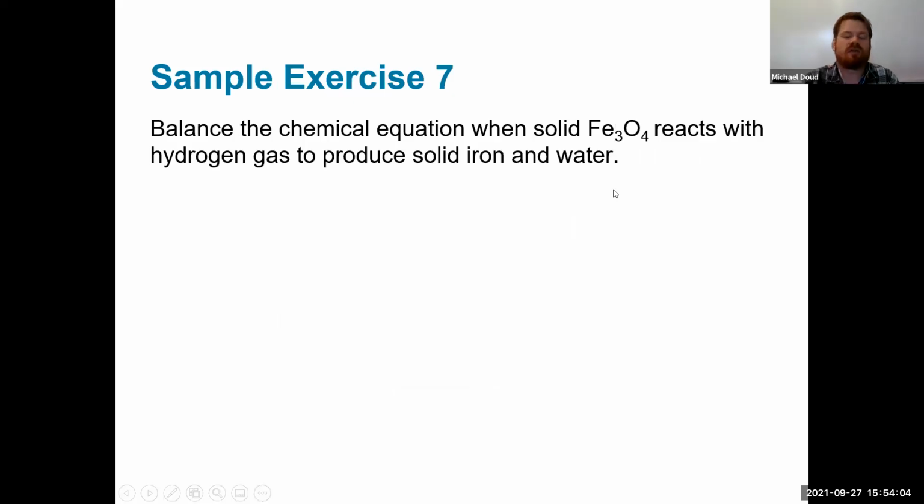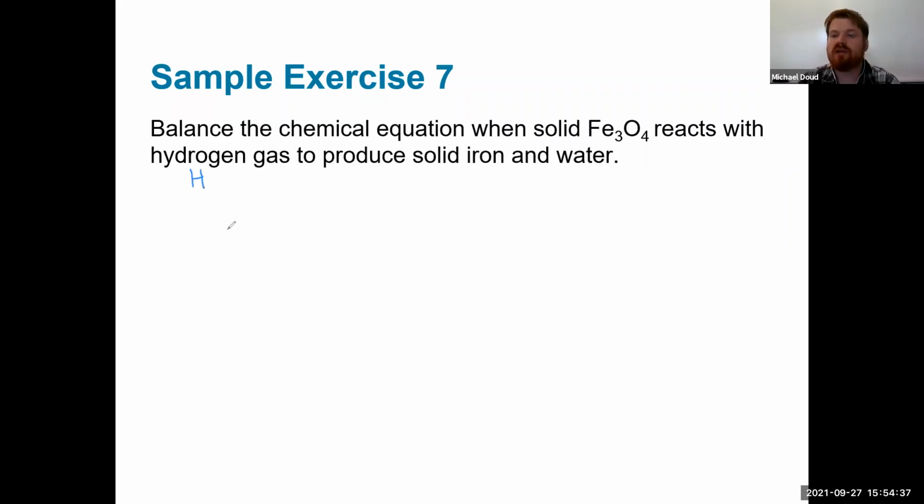Okay, here we go. This is the one that I was kind of looking forward to. Balance the chemical equation when solid Fe3O4 reacts with hydrogen gas to produce solid iron and water. If you're feeling really confident, I'm going to do this in a wave of 2 hints here. So if you're feeling really confident, pause the video now and try to solve this problem. If not, I'm going to give you one big hint that I think is really important, which is remember hydrogen gas.